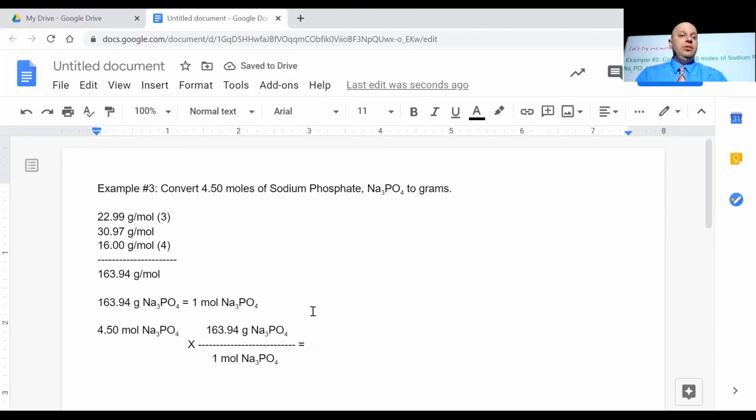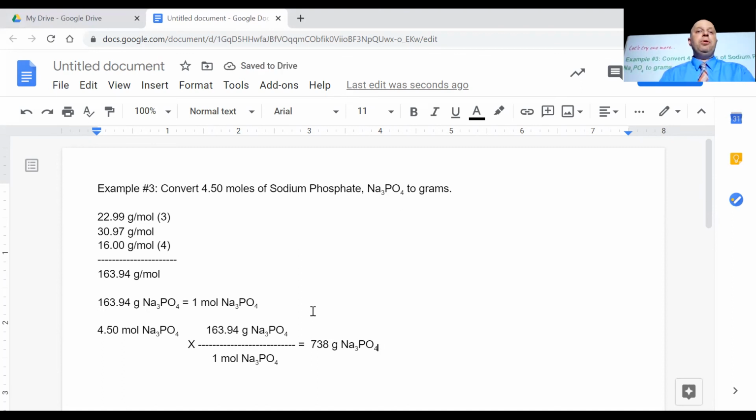Finally, to get your final answer, we're going to multiply because both things are on top. So we have 4.5 times 163.94. And we wind up getting an answer of 738, because we're going to round to the third significant figure, 738 grams of Na3PO4.